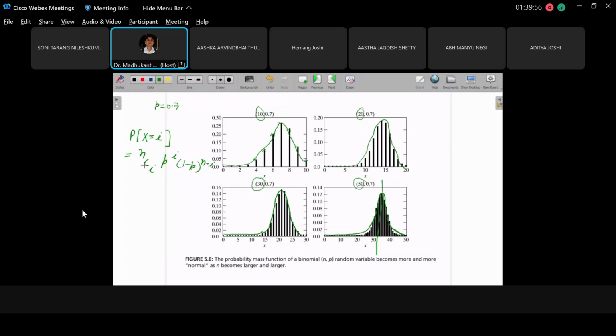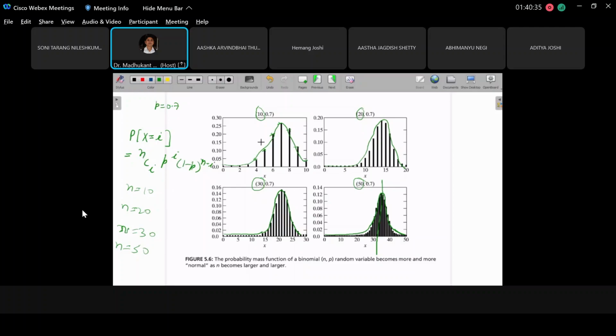So he has plotted for nC0, nC1, nC2, nC3, nC4, and so on. All these probability mass function values are plotted here when you take n equals 10. Then he took n equals 20 and plotted all the data. For different values of n, that is n equals 10, 20, 30, and 50, he has plotted the probability mass function, the approximate values.